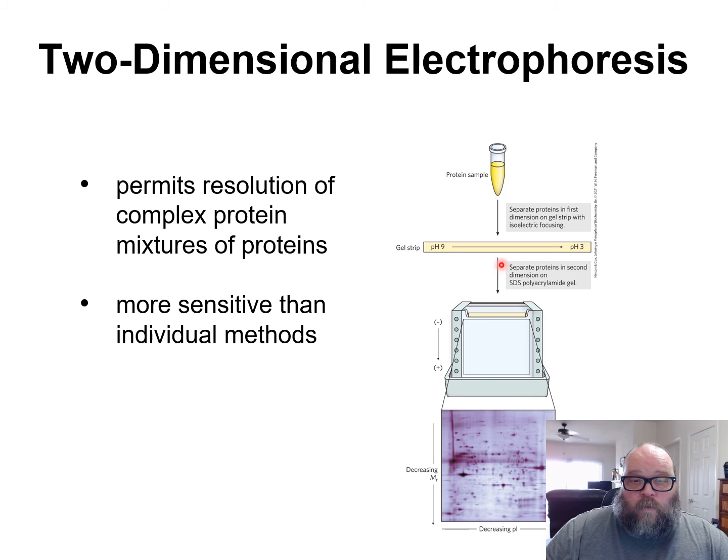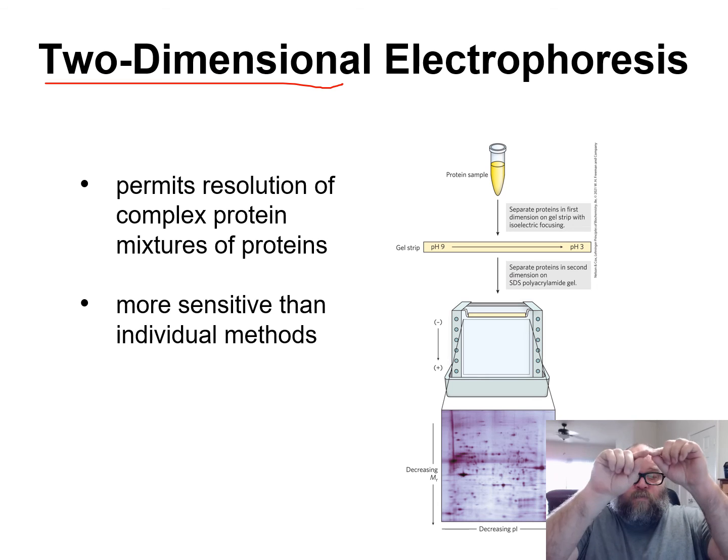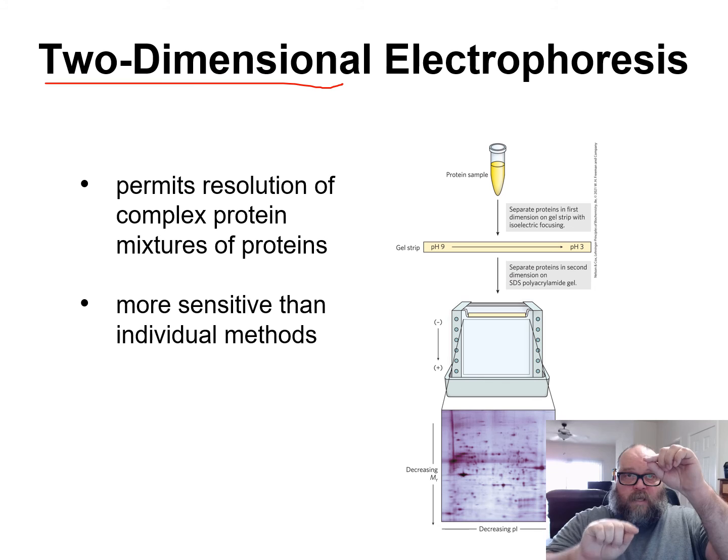Or we can take the things that have separated out based on isoelectric point, and then we can separate them out in another dimension. They refer to this as two-dimensional electrophoresis. The previous couple slides when we looked at gel electrophoresis, everything is moving in one direction. One direction down, or sideways if you're talking isoelectric. It only has one plane it can move in, one dimensional.